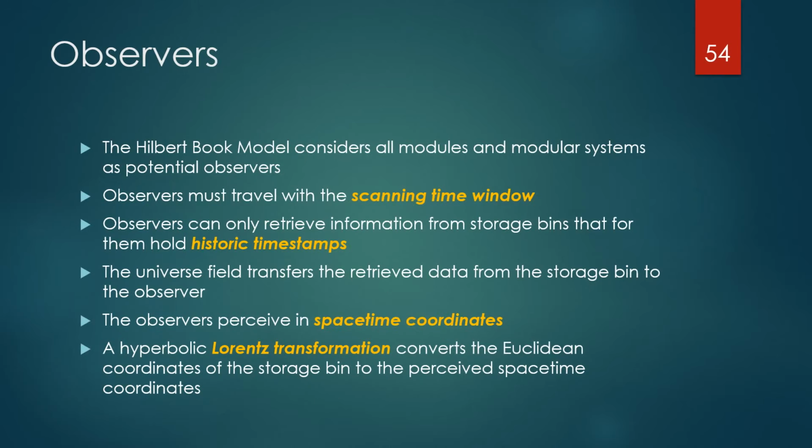Observers. The Hilbert Book Model considers all modules and modular systems as potential observers. Observers must travel with the scanning time window. Observers can only retrieve information from storage bins that for them hold historic timestamps. The universe field transfers the retrieved data from the storage bin to the observer. The observers perceive in space-time coordinates. A hyperbolic Lorentz transformation converts the Euclidean coordinates of the storage bin to the perceived space-time coordinates.